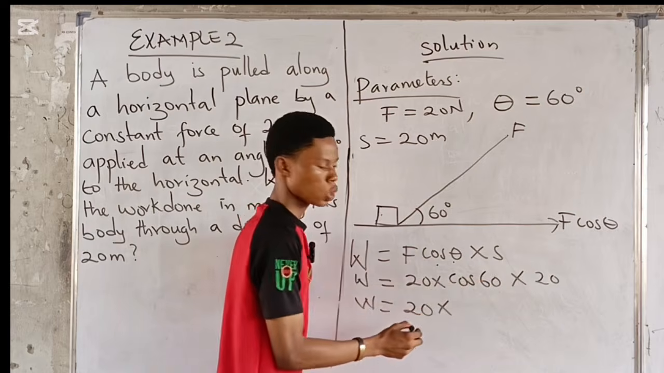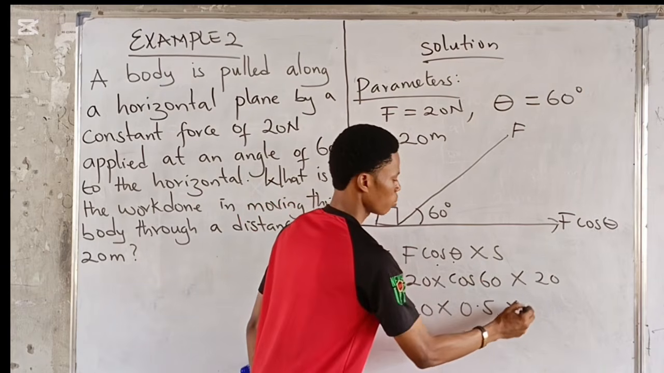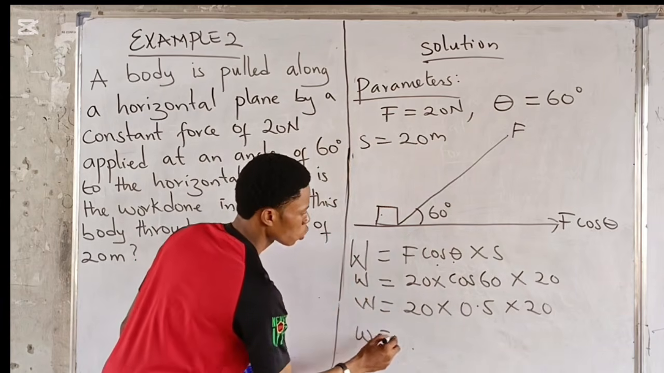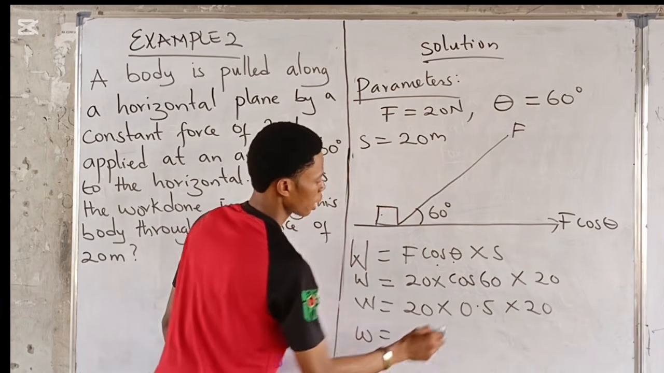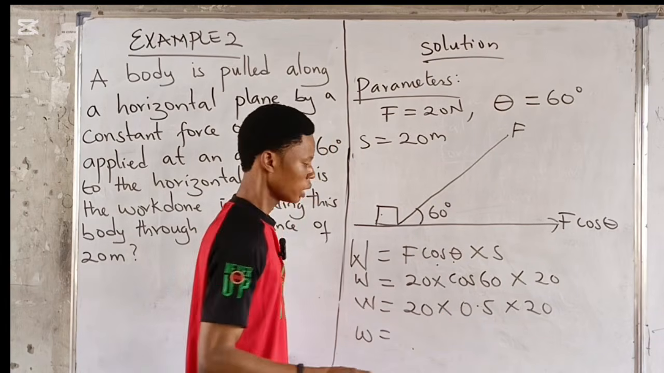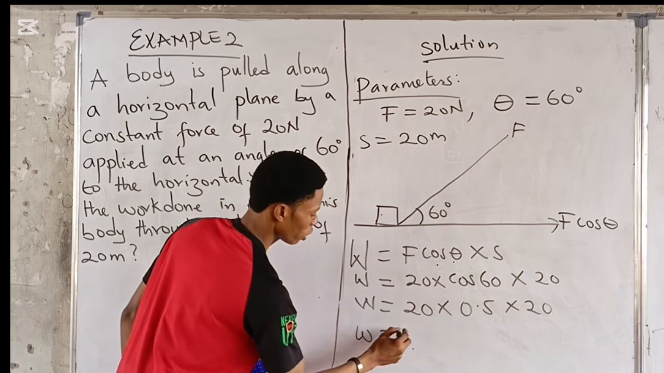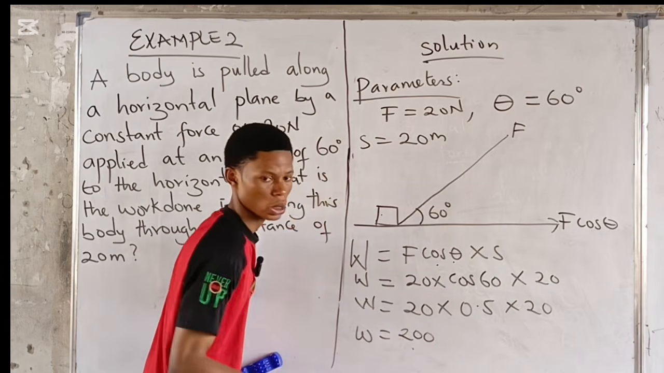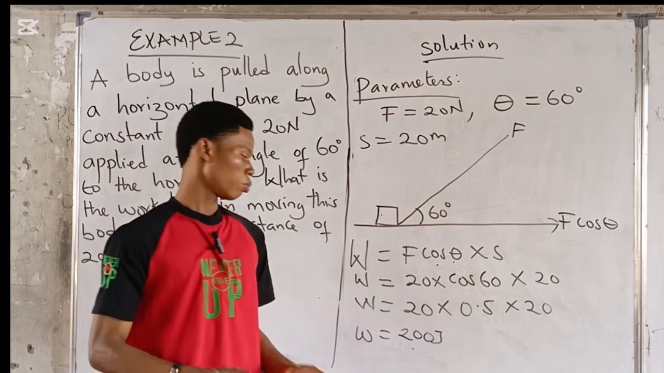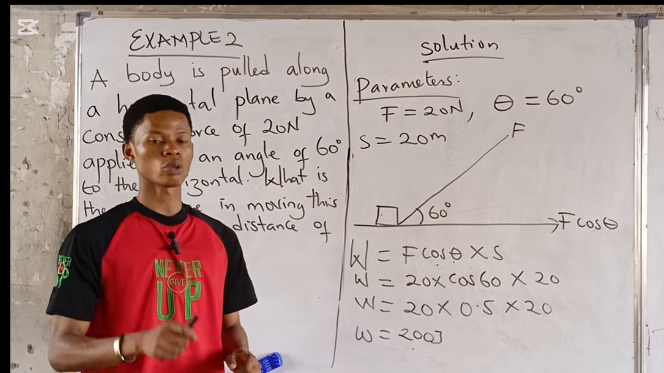So 20 times cos 60 is what? Cos 60 is 0.5. Then times 20. So work is equal to 20 times 0.5, which will give you 10. Then 10 times 20 will give you 200. So we'll be having 200. And remember the units: joules, or you put Newton meters. So that's that for work. If you have any question, please drop it in the comment section.